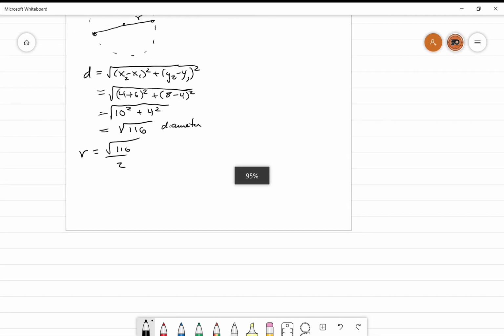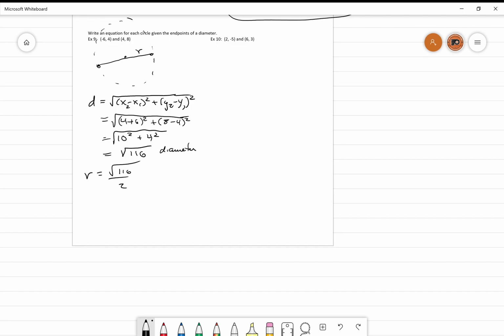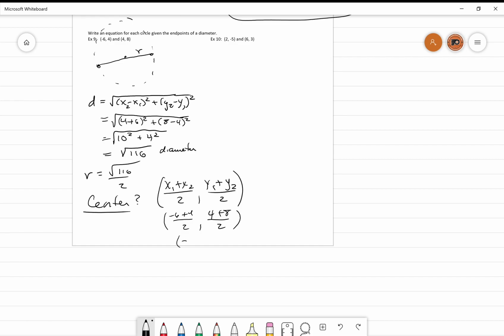So I'm going to need some more room now because I'm running out. I'm writing real big today. So next up, we need the center. You don't know that either. But remember, it's the midpoint of the diameter. So we'll need our midpoint formula, which looks like this. You find the average of the x's, and then you find the average of the y's, and that will give us our midpoint. So if I take -6 plus 4 over 2, those are your x's. 4 plus 8 over 2. Do the math, do the work. You get -1 over 6.